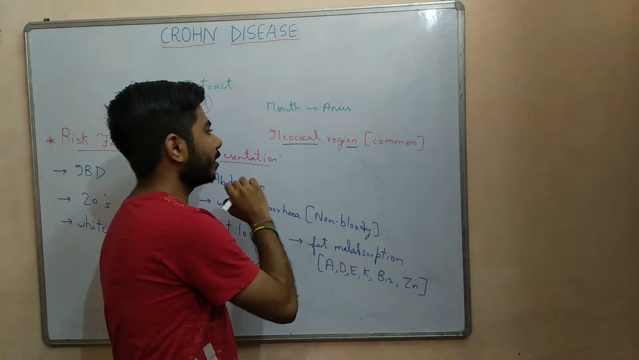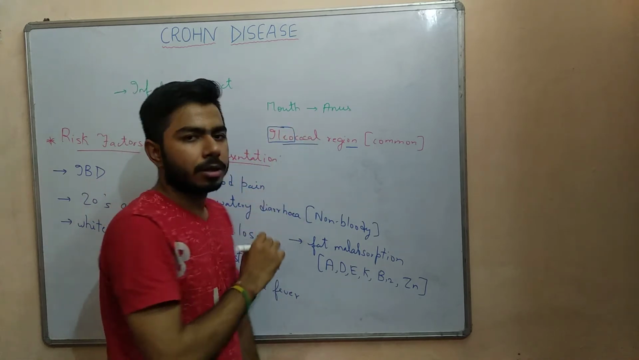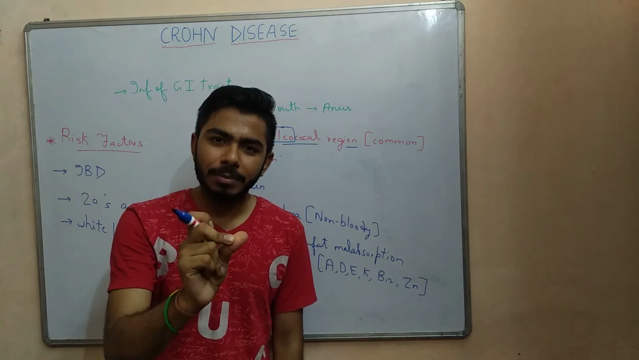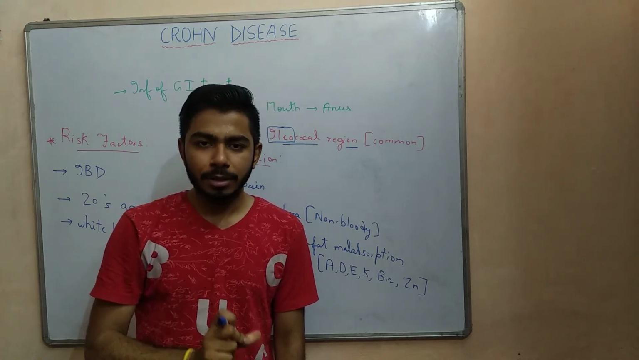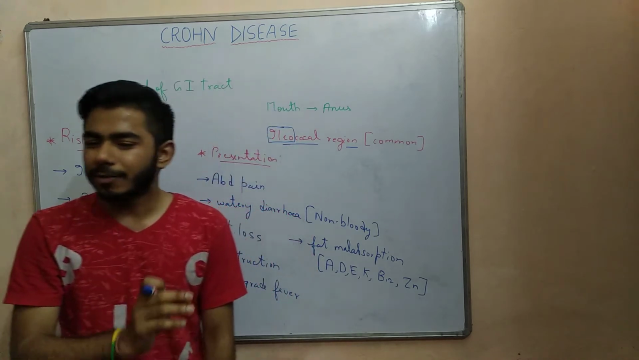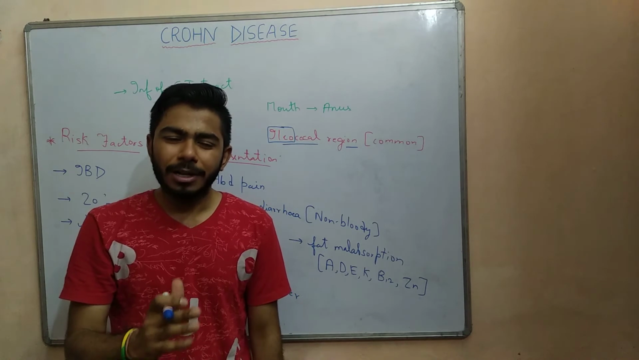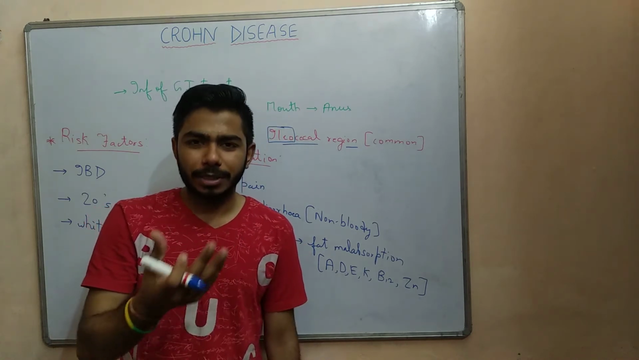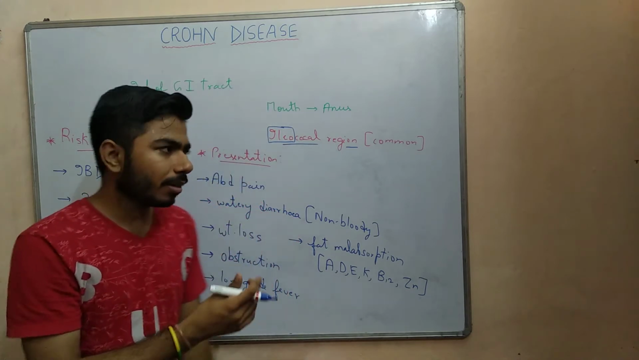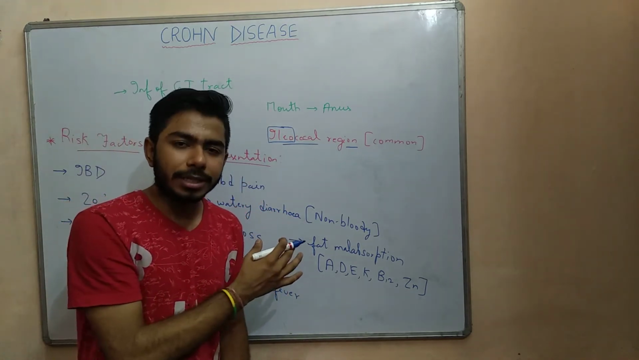If I am telling you about the ileocecal region, ileo means ileum, right? Okay. The most common site for the absorption of vitamin B12 is the ileum, right? So if the ileum is not working properly for absorption, because in the ileum there are many kinds of food products, and mainly vitamin B12 gets absorbed in that particular region.